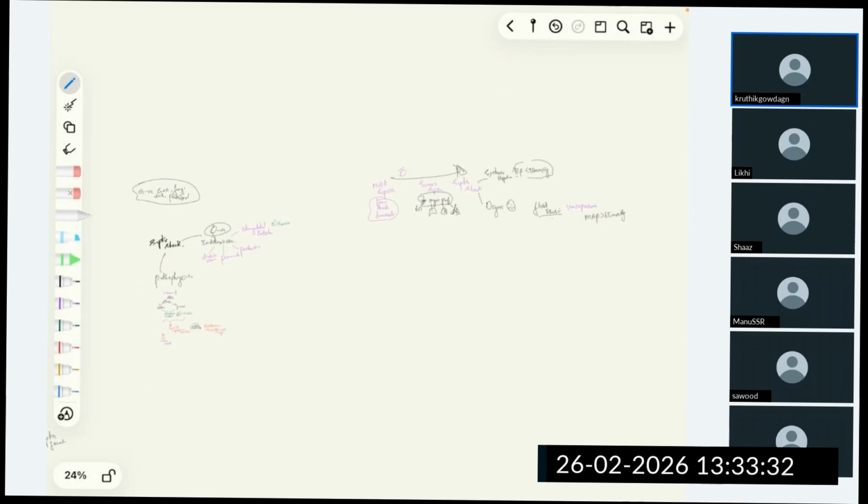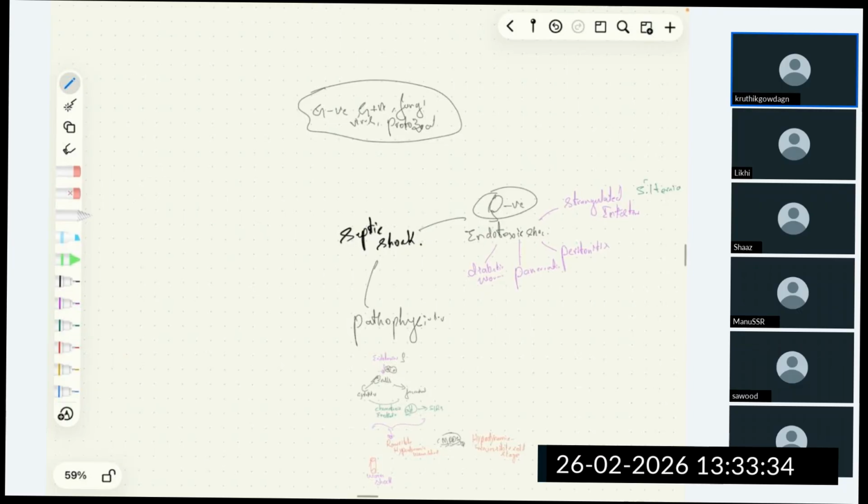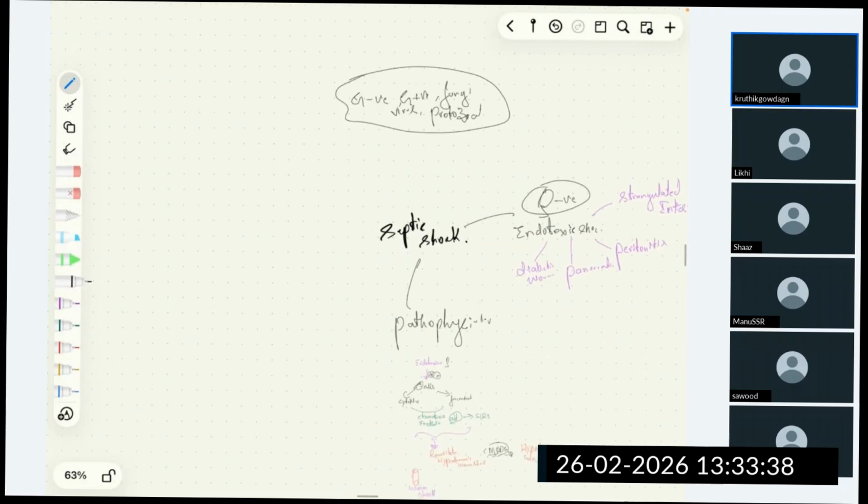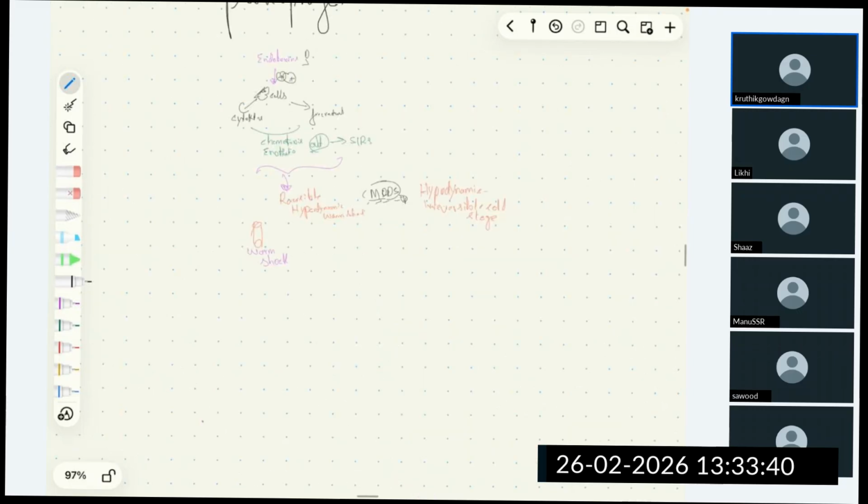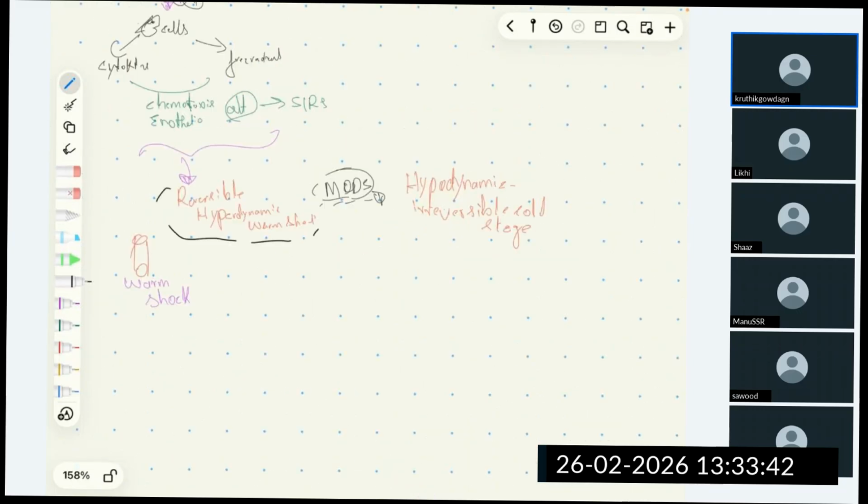So after this, we have clinical manifestations. We already know the clinical manifestations. I briefly touched upon the two phases of septic shock, that is, reversible hyperdynamic septic shock and irreversible hypodynamic hypovolemic septic shock. Let's discuss briefly about these two points.